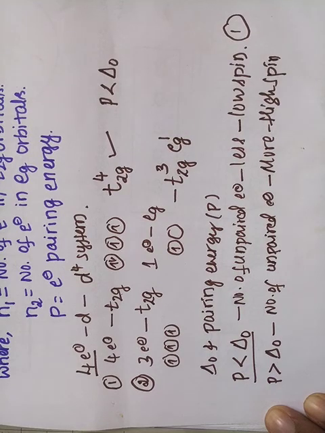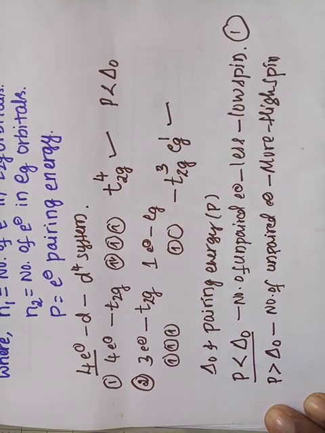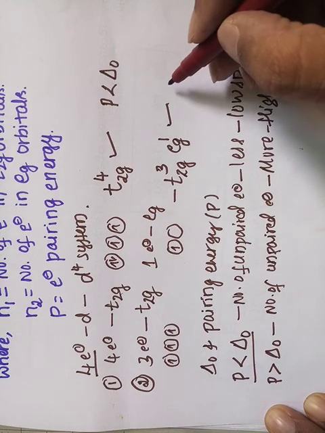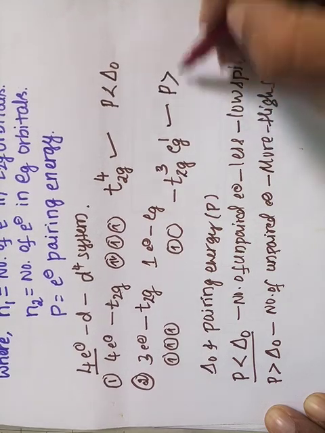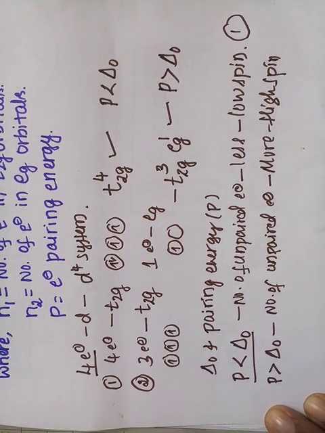High spin complex. So what happens if the pairing energy is greater than the splitting energy? Then the electrons will follow possibility number 2. That is, this electronic configuration will be followed by the electrons when the pairing energy is greater than the splitting energy. Now we can see what low spin and high spin complexes are.